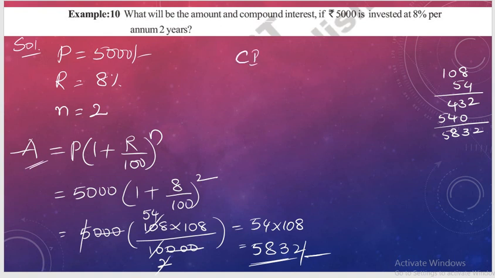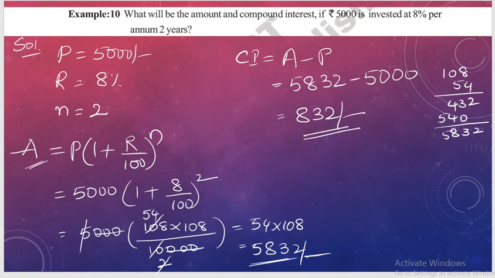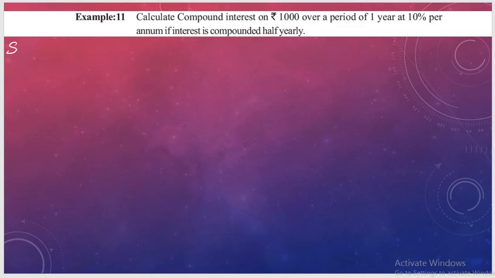If I want compound interest, it is given by amount minus principal. What is the amount I got here? 5832 minus the principal, which is 5000. So 5832 minus 5000 is nothing but 832 rupees. This is the compound interest which I need to pay. So the total amount that I need to pay is principal plus that interest, which is nothing but 5832 rupees.